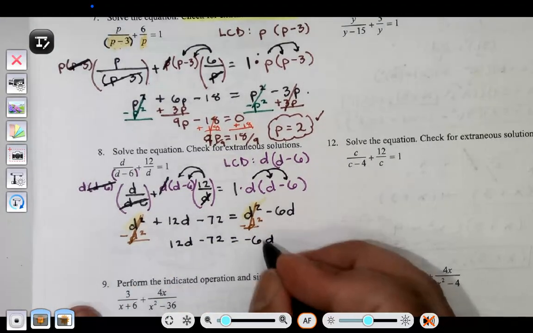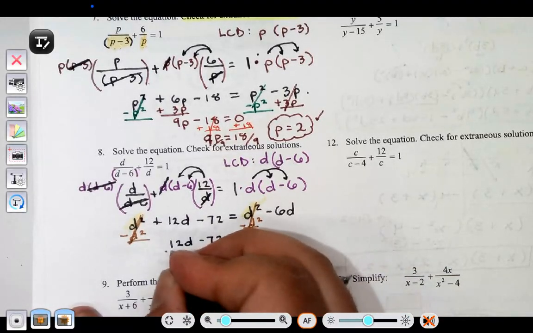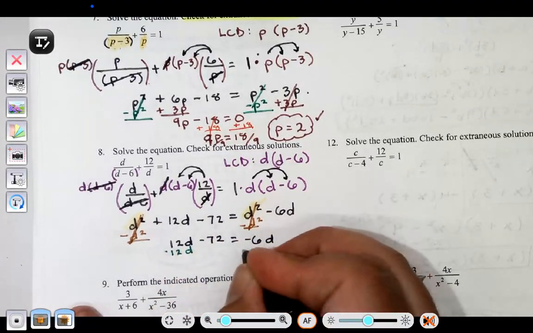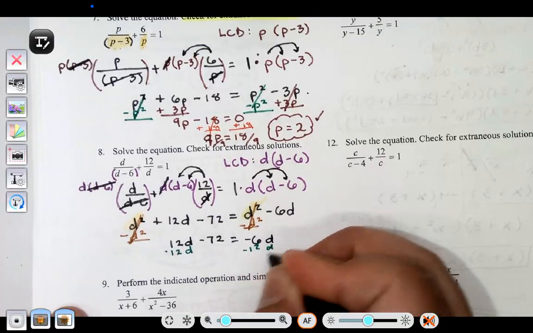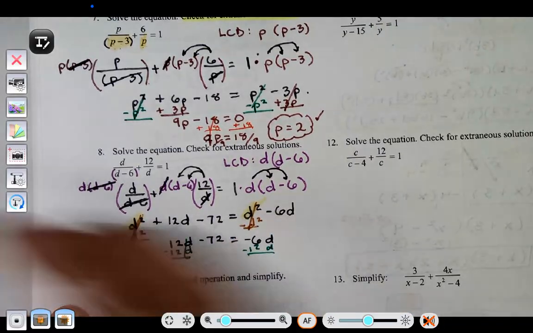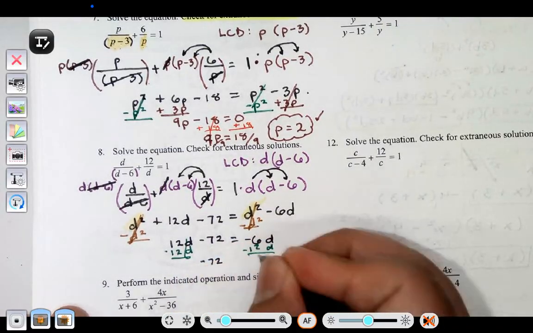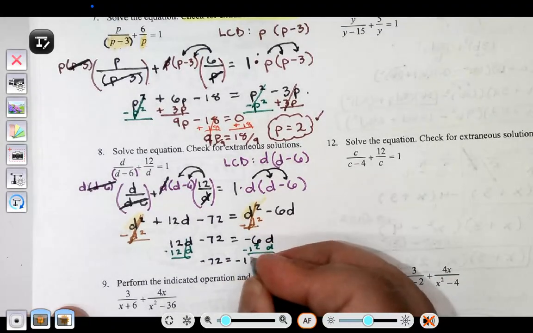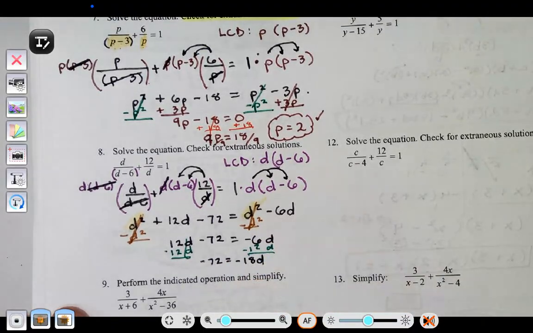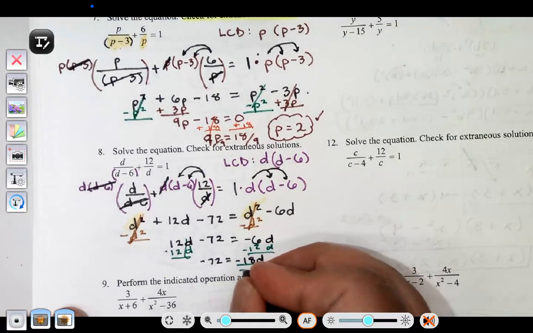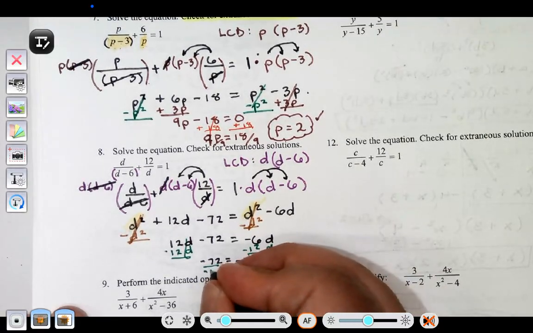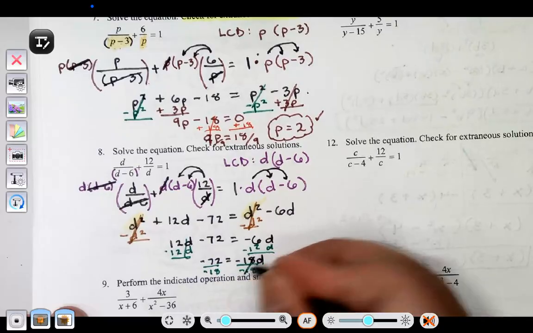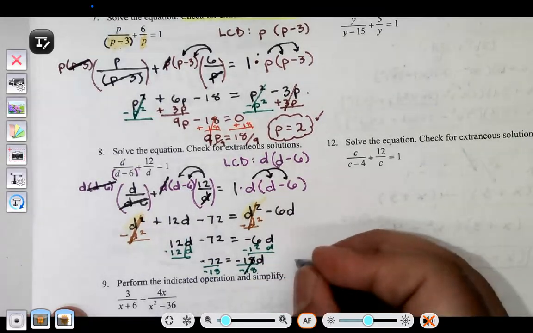So how do I get rid? Well, I don't want to move this one over here. Let me just get rid of the 12. So we get rid of the 12 here. Negative 72. All right, combine these two, get negative 18d. And when I divide by that negative 18, then just like that, we should be done.